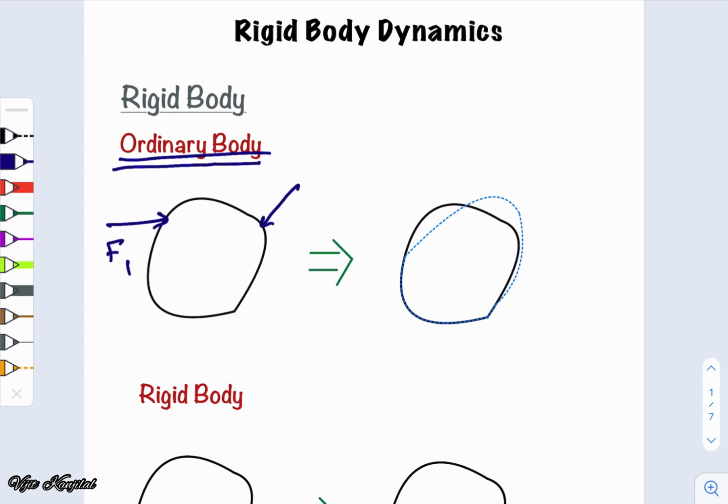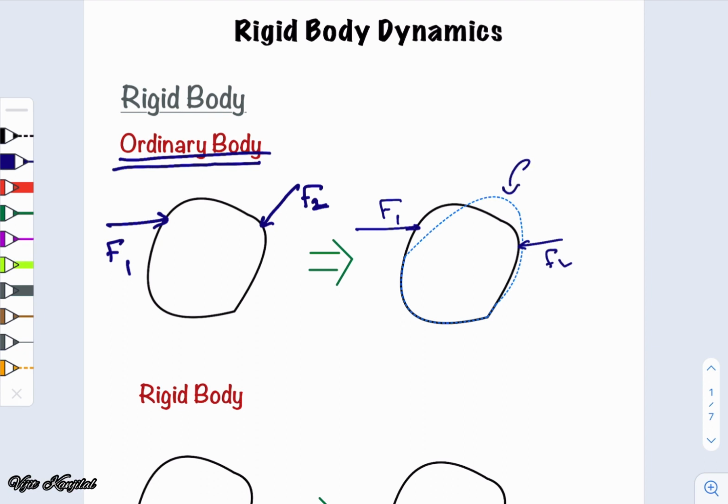body, let's say F1 and F2. And these two forces, F1 and F2, are quite heavy in magnitude. Heavy enough such that the shape of the body deforms to this particular shape, which is denoted by these dotted lines showing this figure. So, due to application of F1 and F2, the shape of the body deforms.